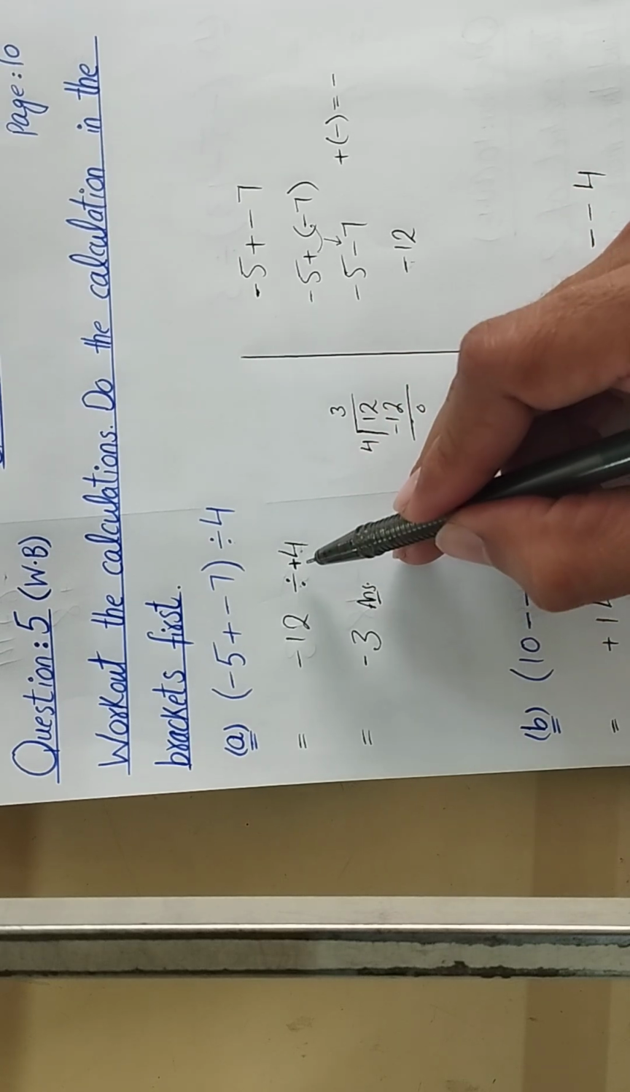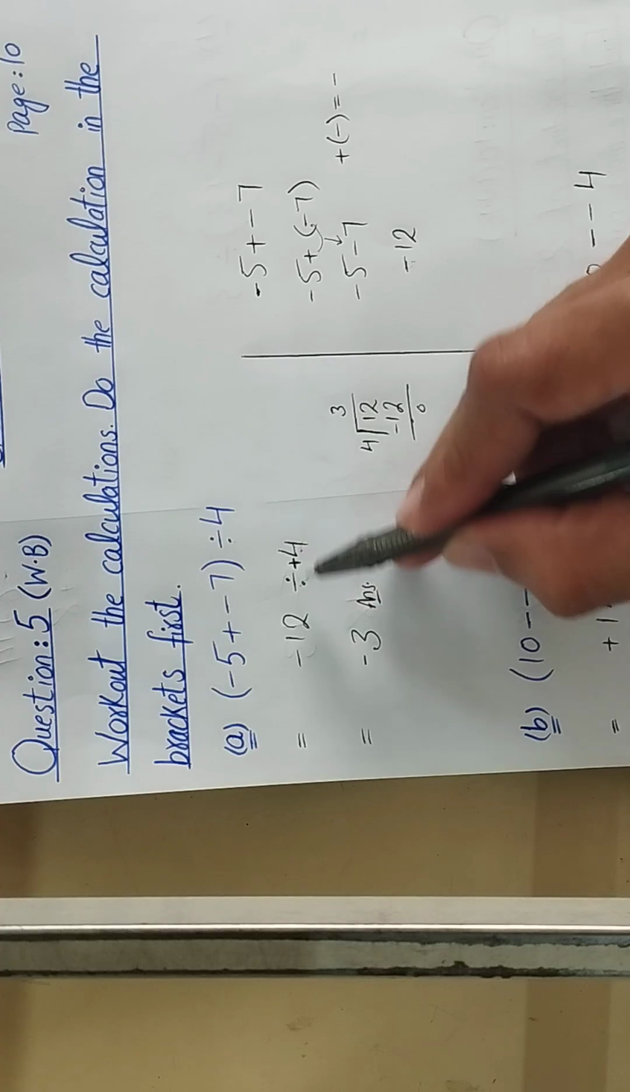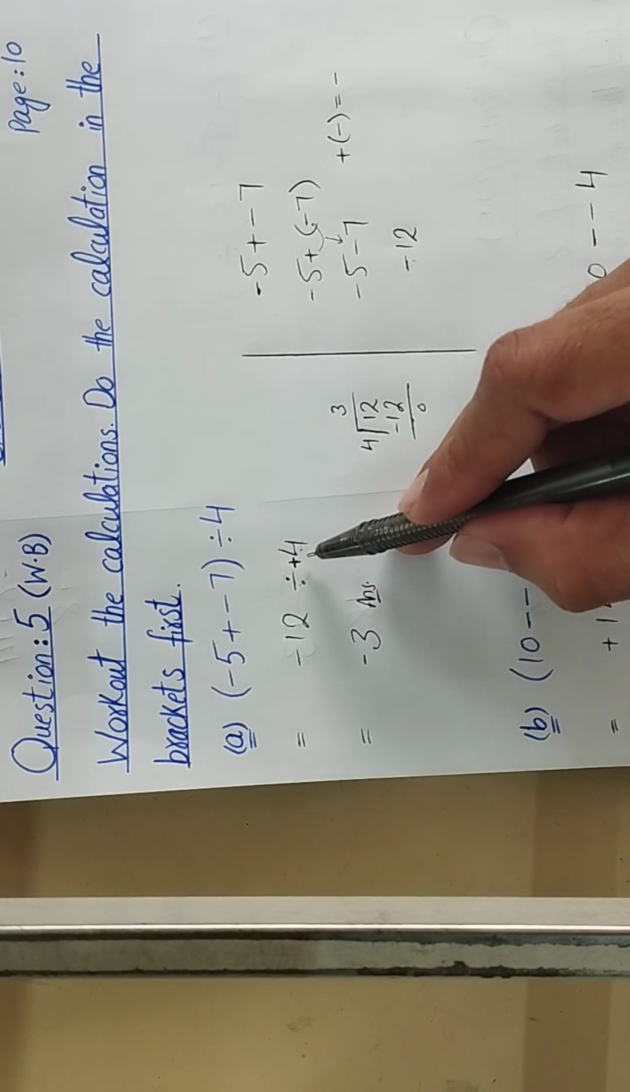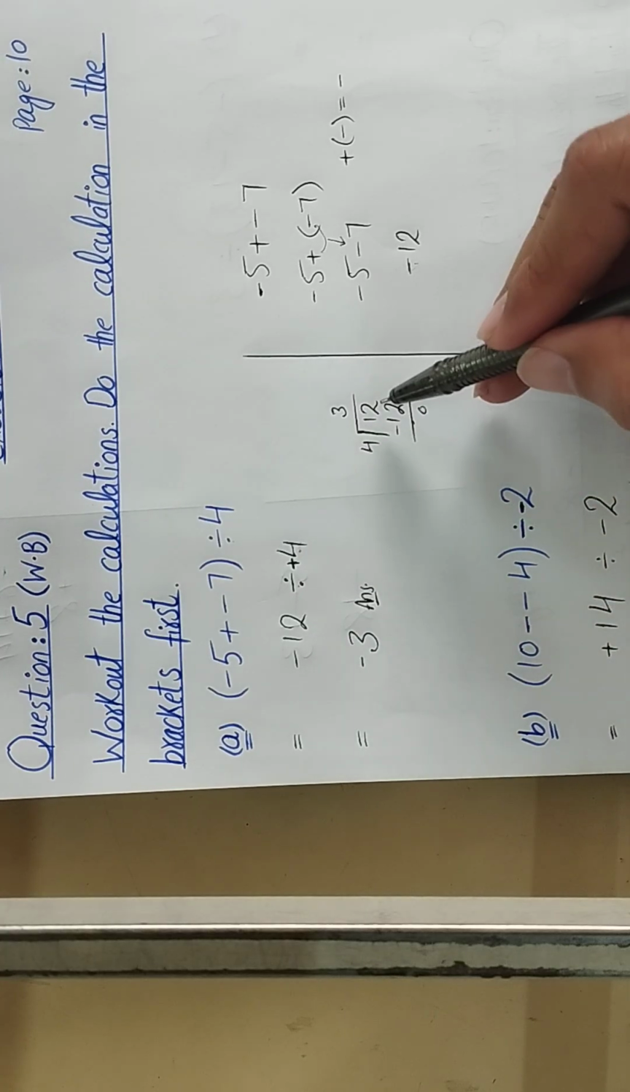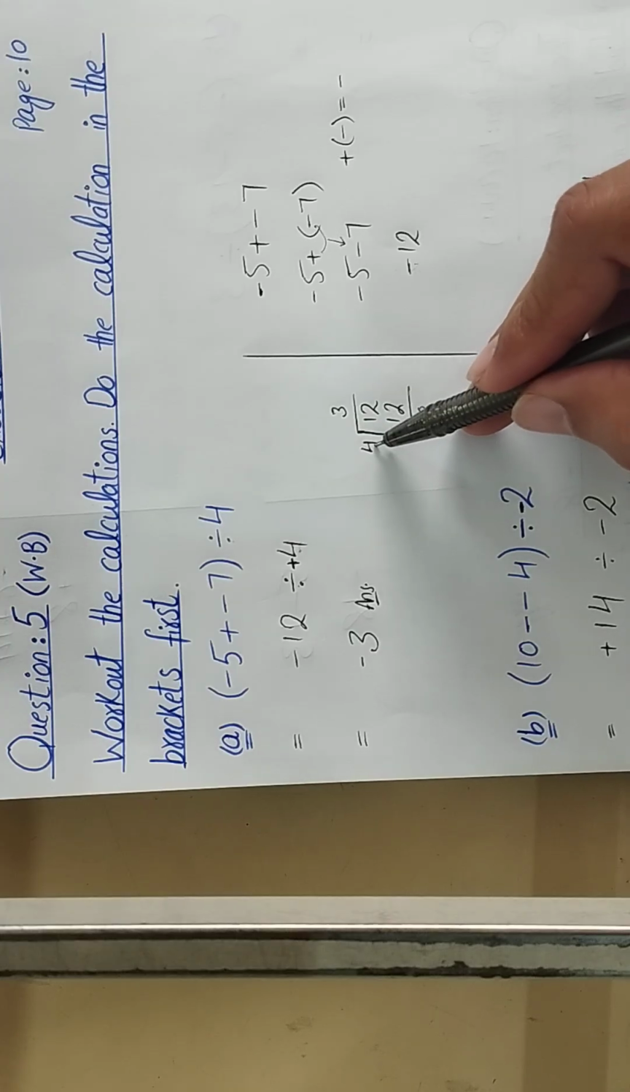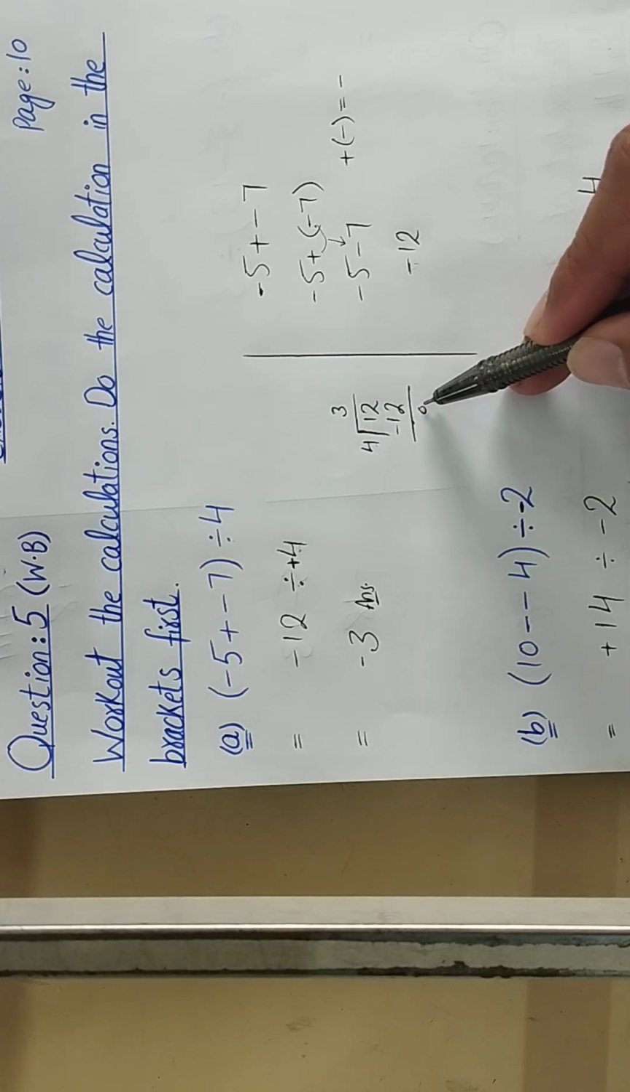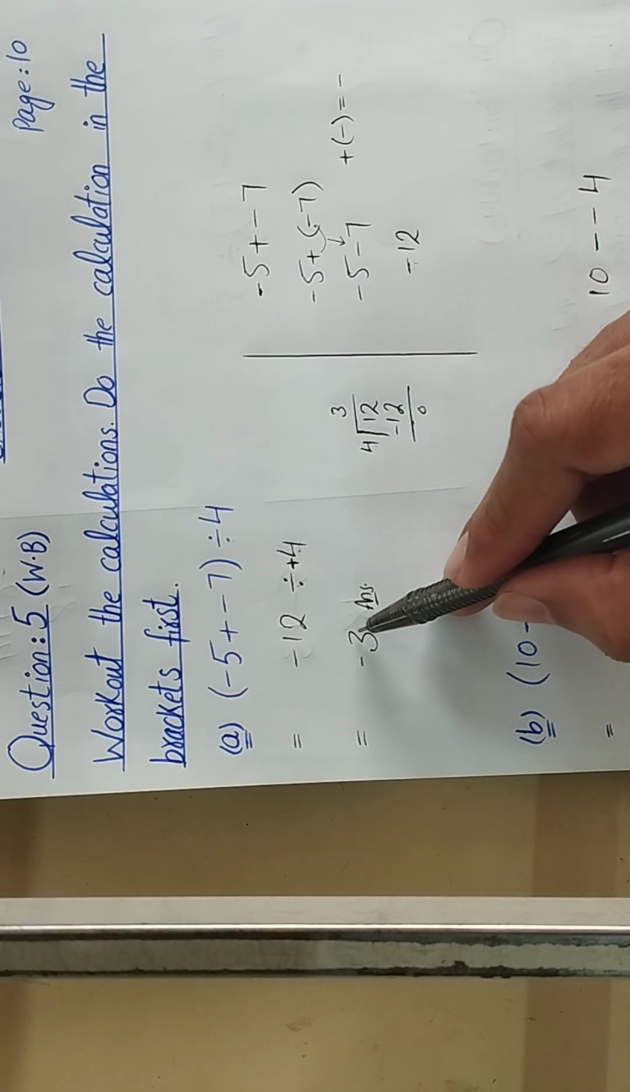Now it is division problem. 12 divided by 4. Ignore the signs first and divide the numbers. 12 divided by 4. 12 in the house, 4 out of the house. 4 3s are 12. 12 minus 12, 0. The answer is 3. So write 3 here.